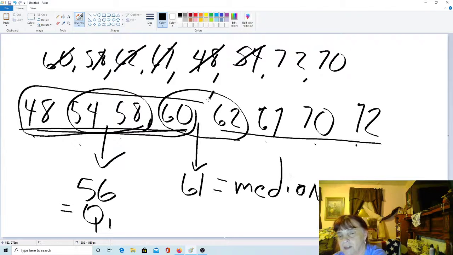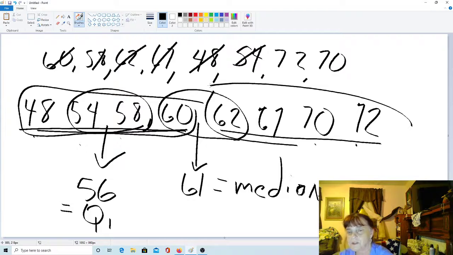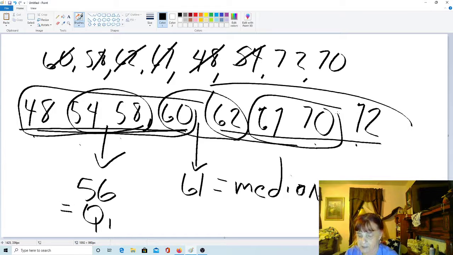And then you take the middle of these four, the mean of these two numbers. 67 plus 70 divided by 2 is 60.5.